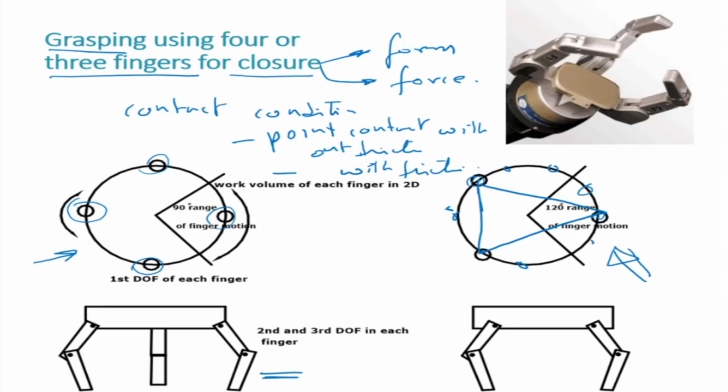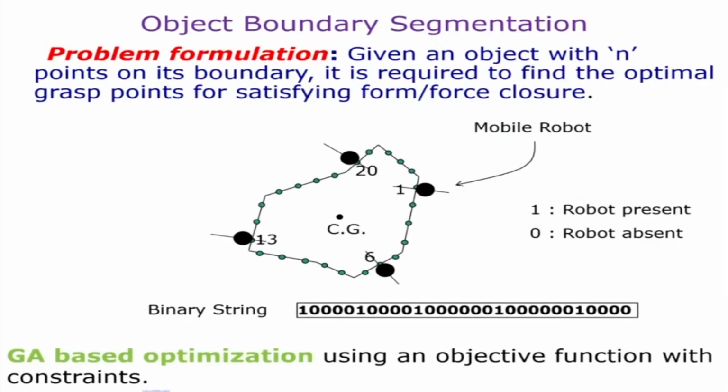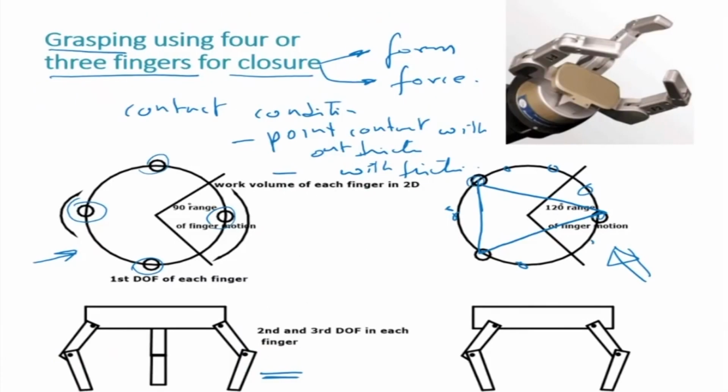The same thing is applicable for mobile robots which are catching an object and pushing it somewhere. Okay, so the first thing that we're looking at today is grasping using 4 fingers, point contact without friction, and it is for form closure.